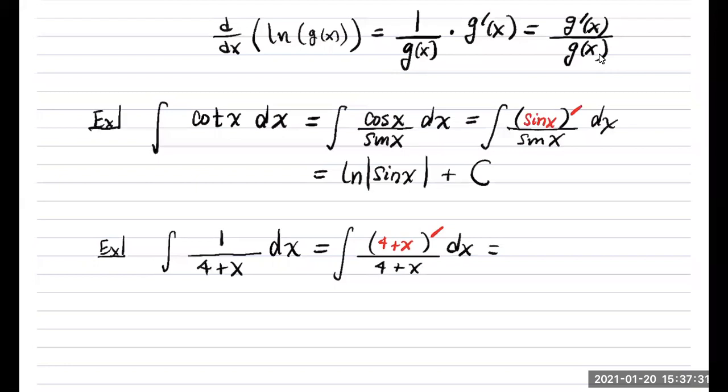I'm just going to rewrite. Now, you don't have to keep doing this. I just want to illustrate the point, that the numerator is exactly the derivative of the denominator. Anytime you have that, you know that you're looking at the result of taking the derivative of a logarithm. And so in this case, it's going to be the logarithm of 4 plus x.